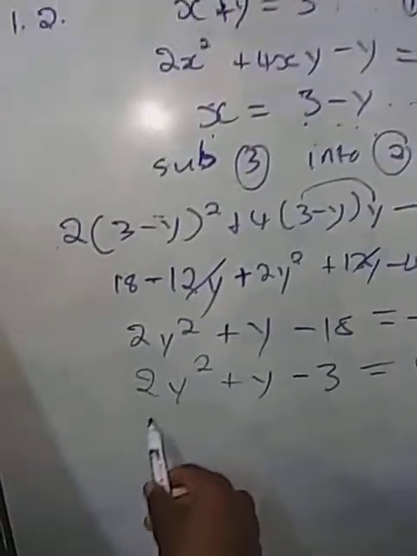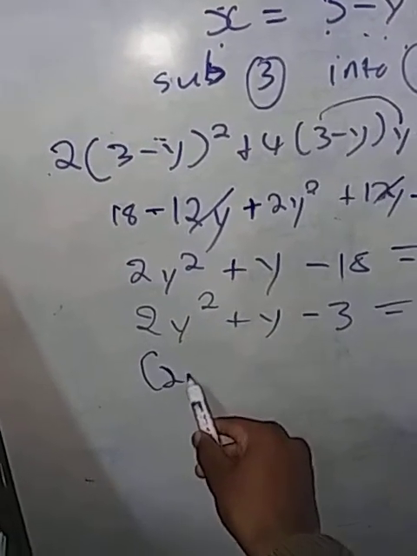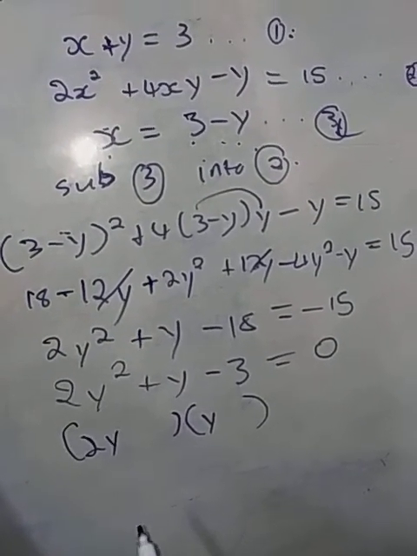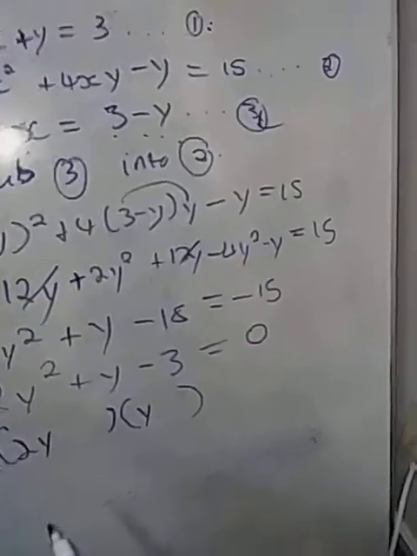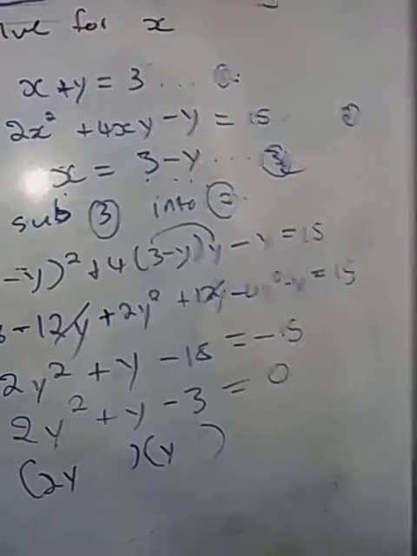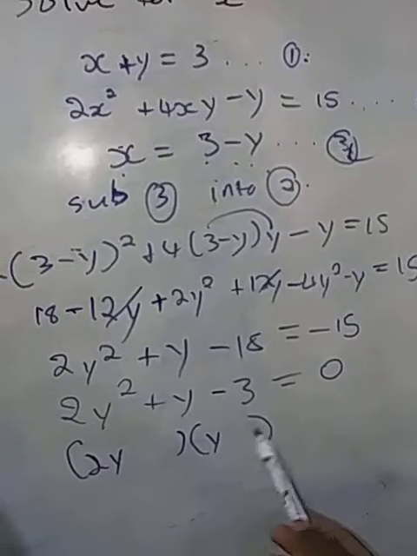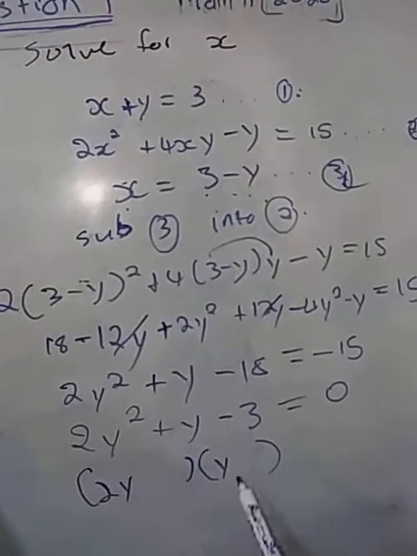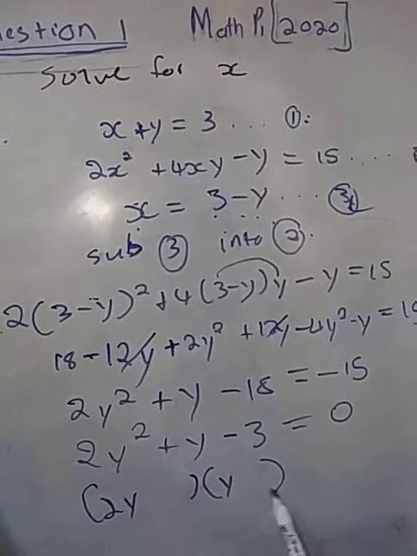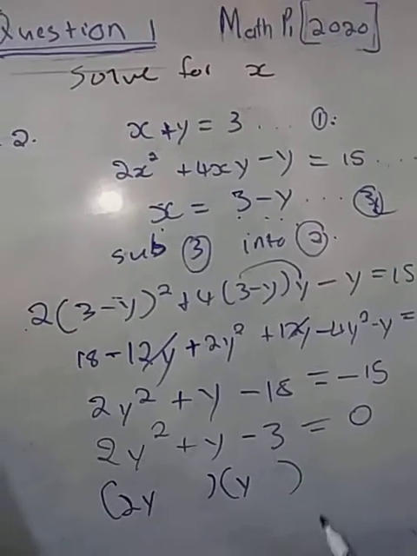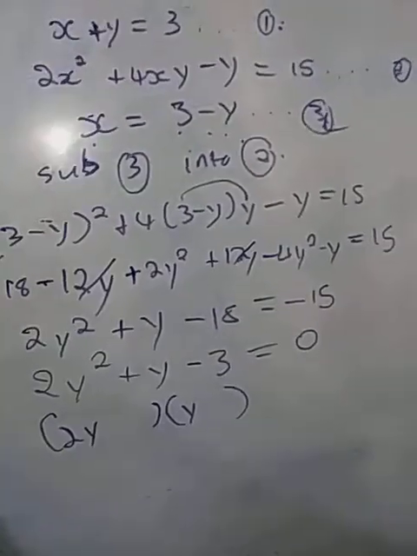So okay, I'm going to have 2y, then close the bracket and open the bracket and have y and close. Like I told you earlier, guys, when you have a y squared, it means you're going to have the 2 in one bracket. Now if I look for the factors of 3 that will give me 1 when I add them or subtract them, you'll realize there are no factors of 3 which when you add or subtract them give you 1.